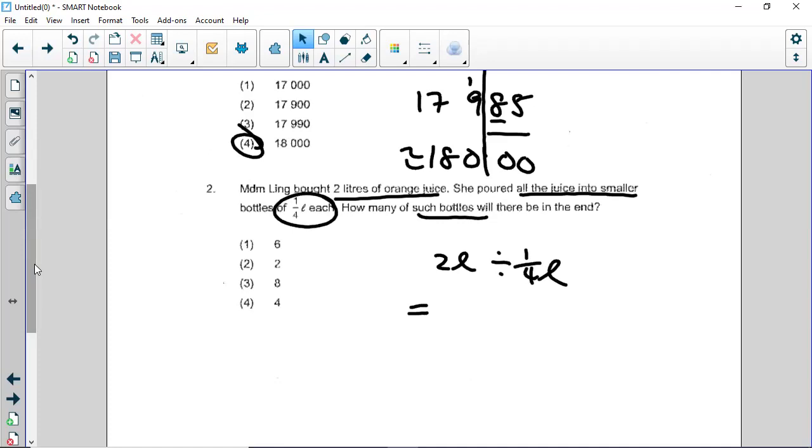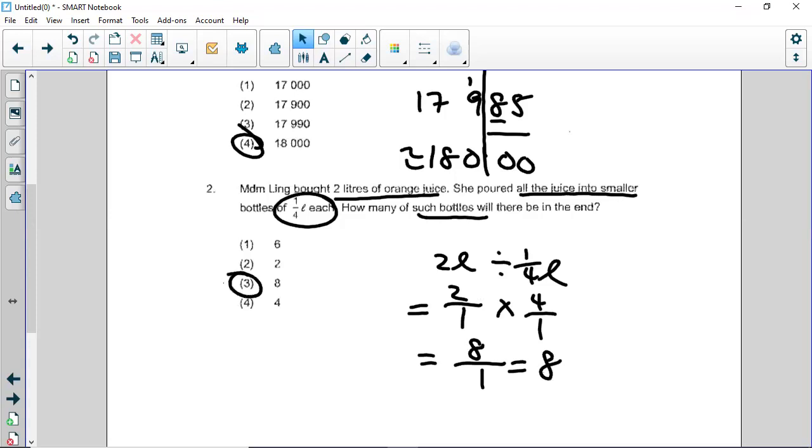So you have to change the whole number into a fraction, 2 over 1. Okay, so keep, change, flip. So change the divide to times and flip the fraction upside down. So you need to remember, keep, change, flip. Okay, then you multiply the numerators. Since you cannot cancel, then you multiply the numerators and multiply the denominators. And you get 8 over 1, which is 8 bottles. So answer number 3. Okay, all right.